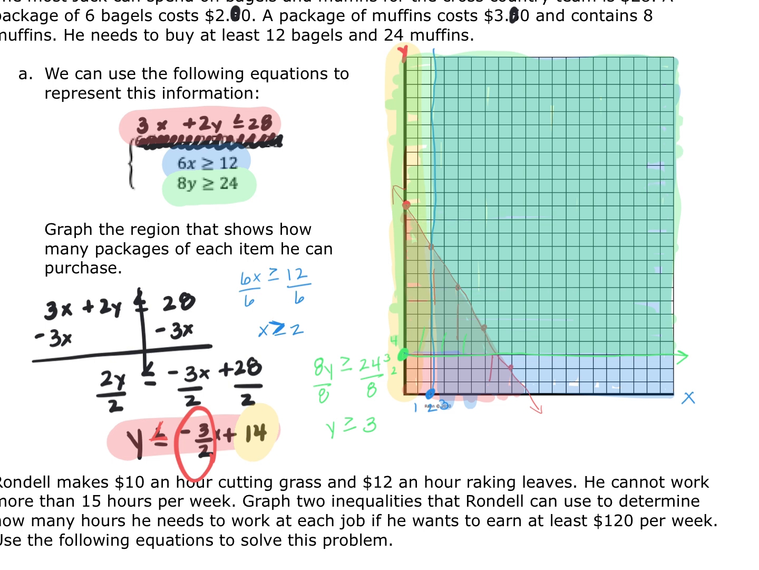Okay, so when I look at my graph, I have a little section, this triangular section that is between the blue and the green and the red. So that little triangular section would be our solution. That's what we're looking for. That would tell us that if we find some points within there and fill them in for our x and our y, that would solve any of our equations. That would fit our formula that we need to make at least, or to stay under $28 and have enough muffins and bagels for everybody.